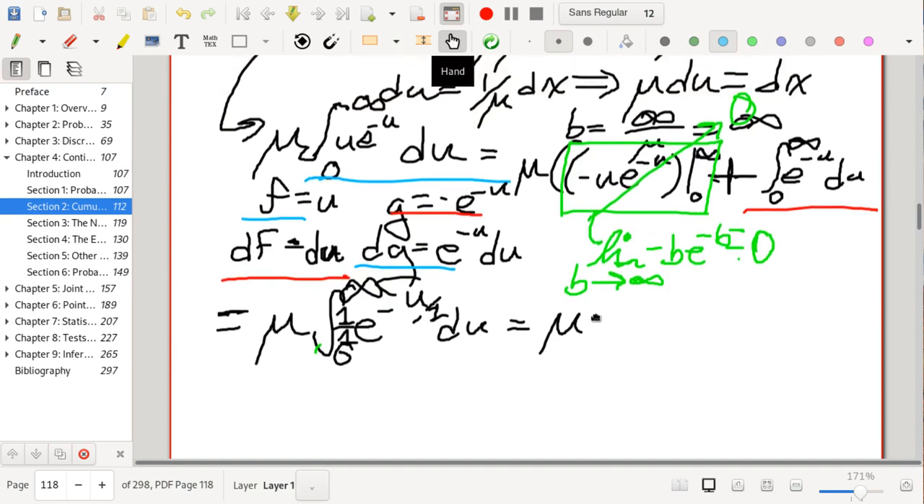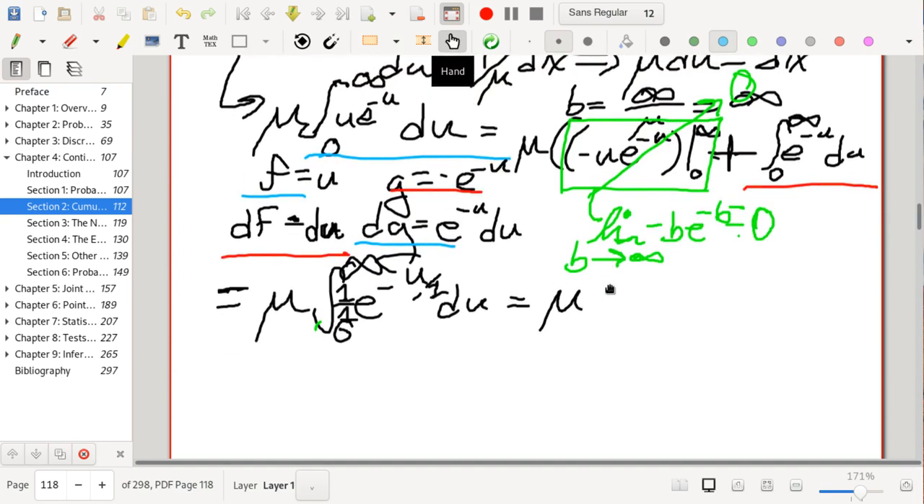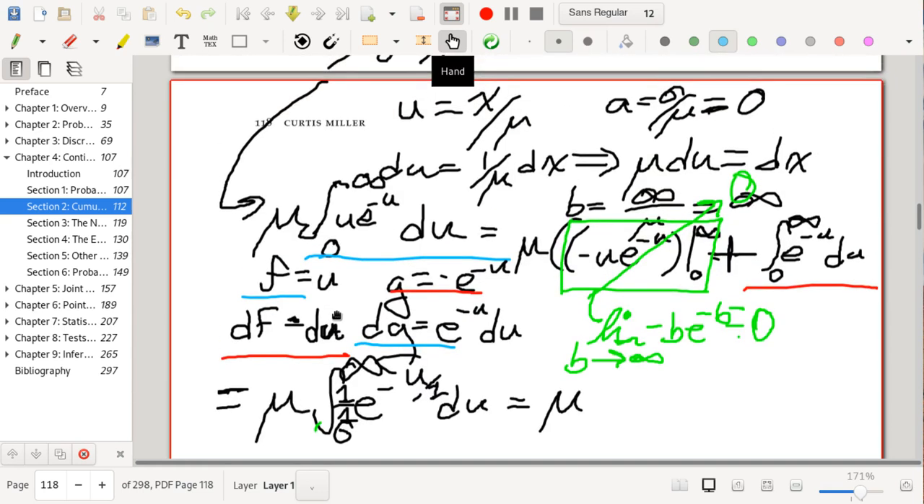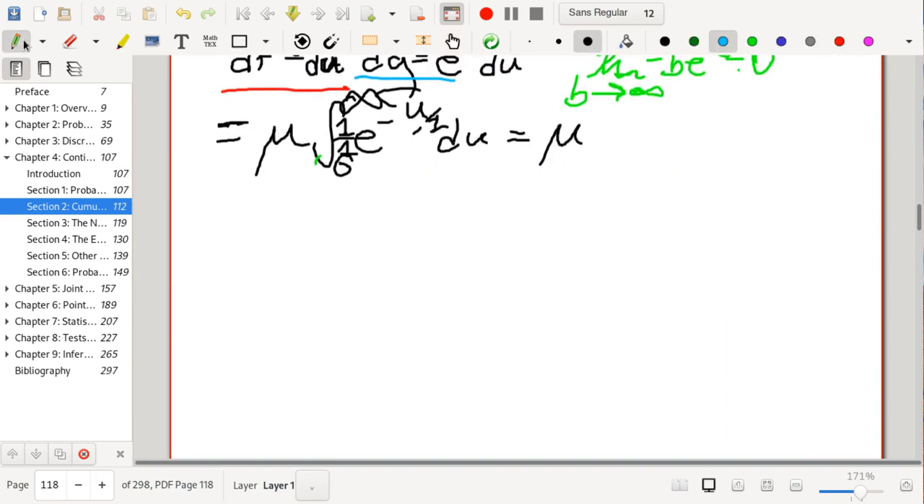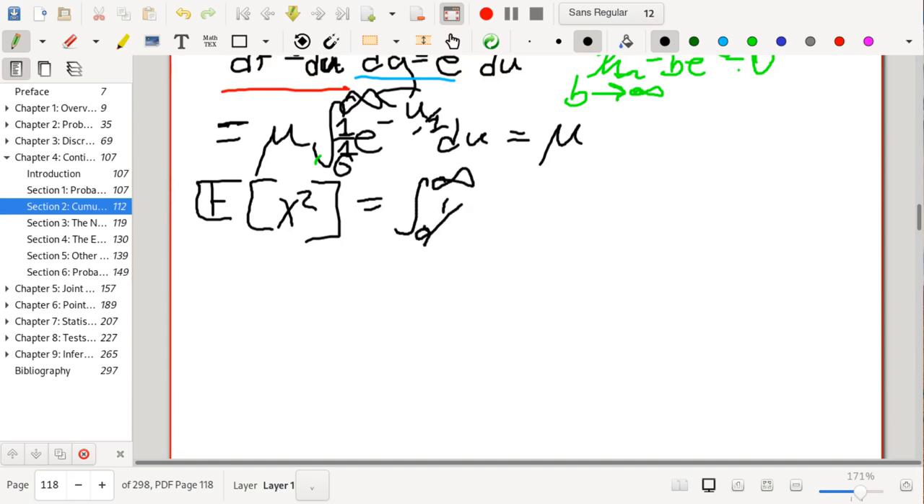All right, so that was just the expected value of x, but we still need the variance of x, which means that we need to compute the expected value of x squared and then the variance. So let's compute the expected value of x squared. The expected value of x squared is going to be the integral from 0 to infinity of 1 over mu x squared e^(-x/mu) dx. Okay, so I'm already annoyed by the 1 over mu stuff.